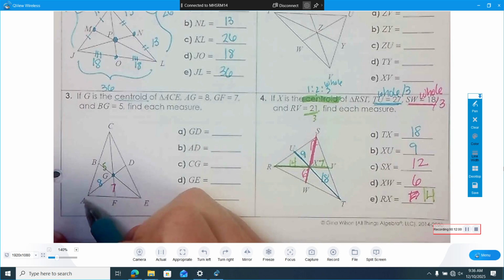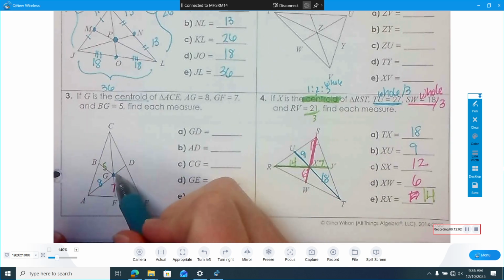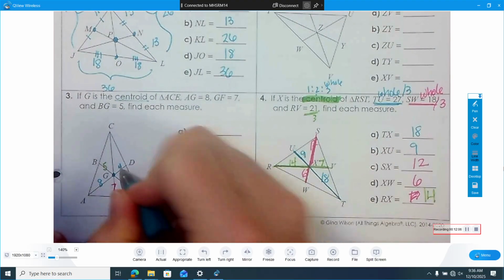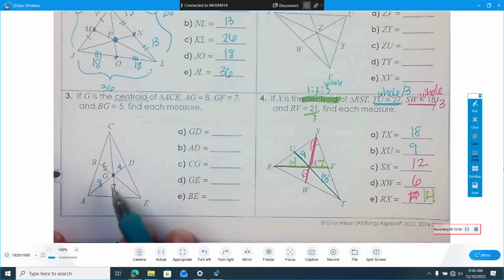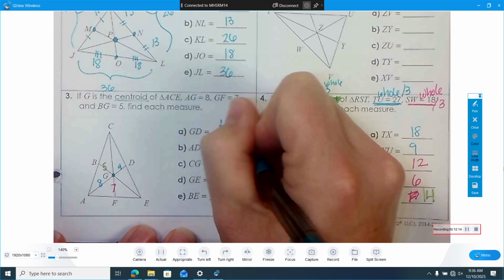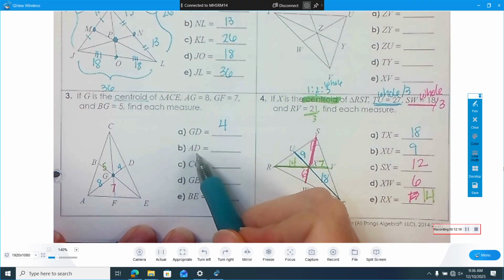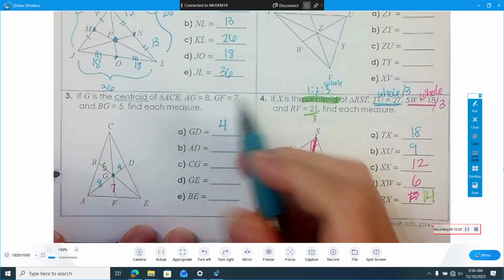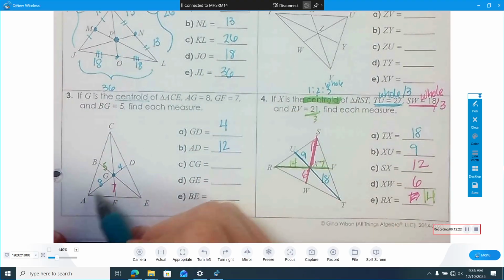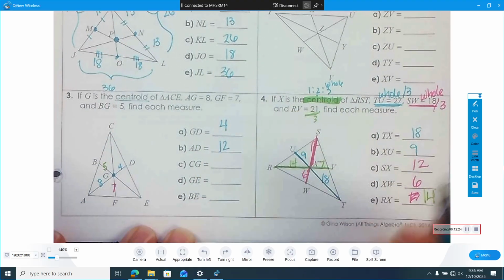If you know that AG is 8, what's GD? 16. No. 4. Oh wait, that was the smaller. Yeah, we got the big piece and the little piece, okay? Now, let's see, did they ask for GD? Yes, that was 4. So then what is AD? 12, the whole thing. AD is the whole thing. 8 plus 4 is 12.